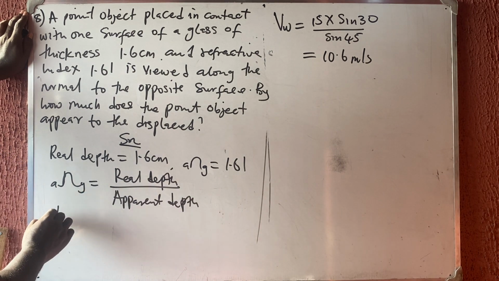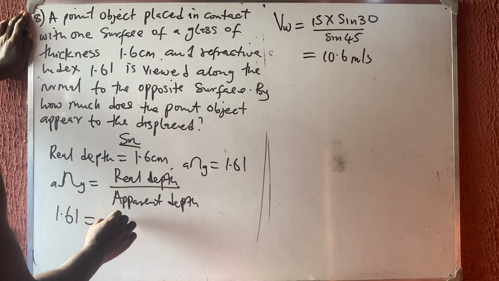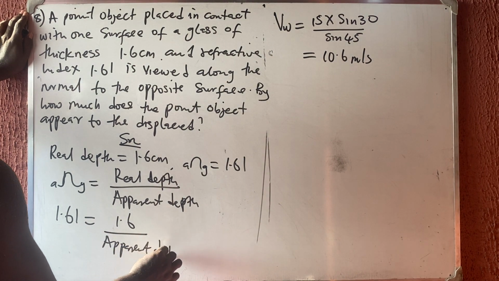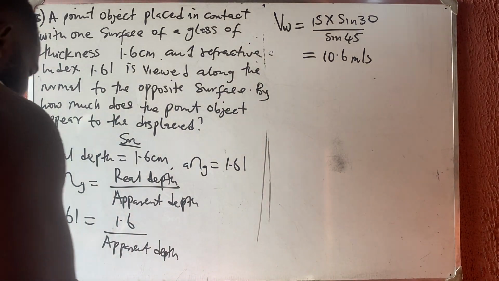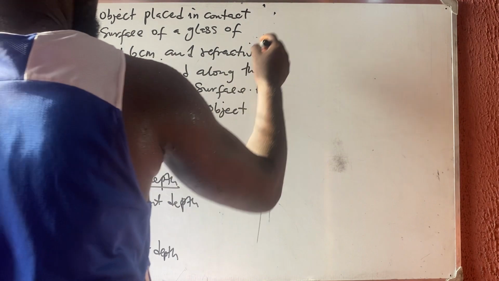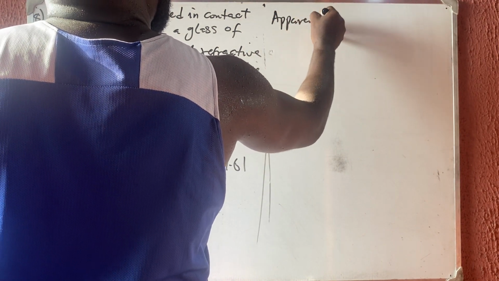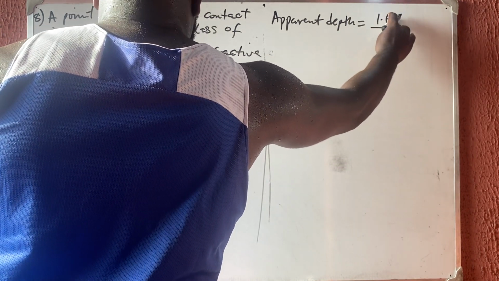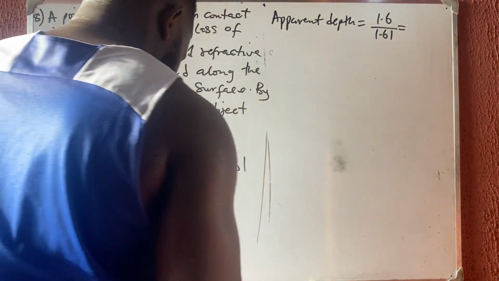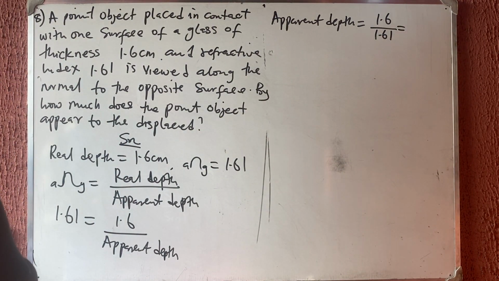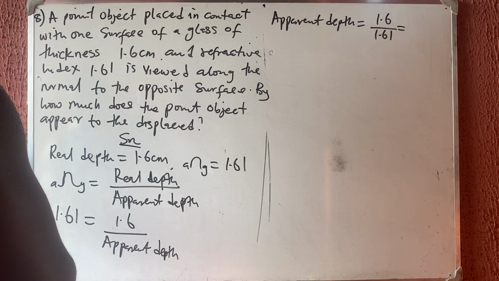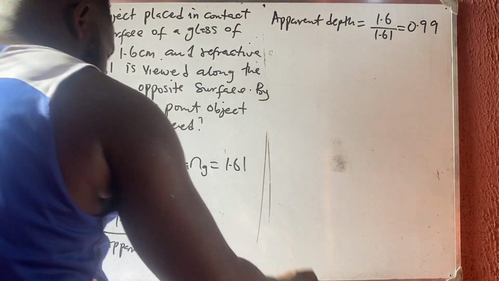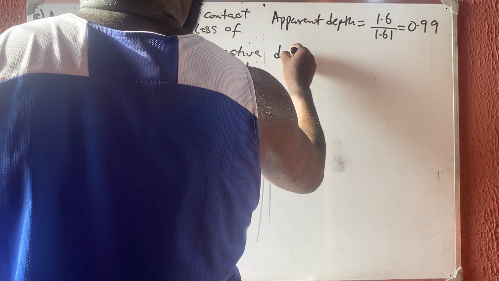Okay, so this they gave me is 1.61 is equal to 1.6 divided by apparent depth. Okay, so if I cross multiply, I'll be having that my apparent depth is equal to 1.6 divided by 1.61. So I'm having 0.99.